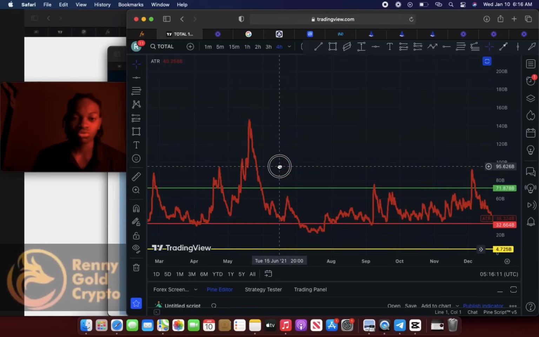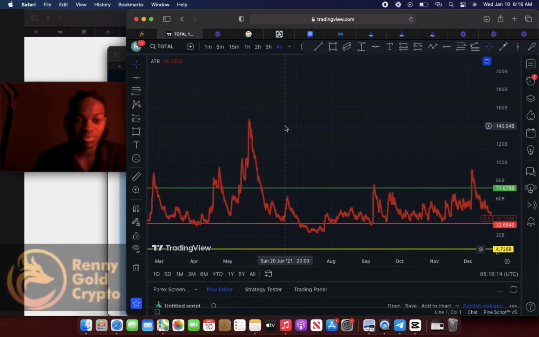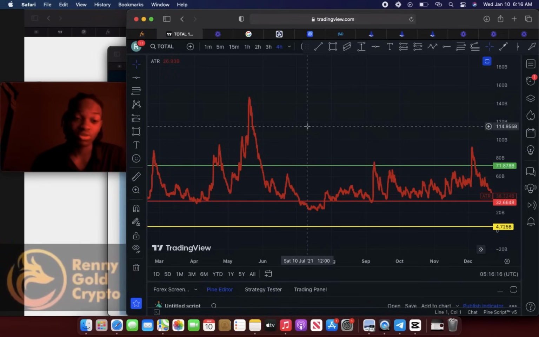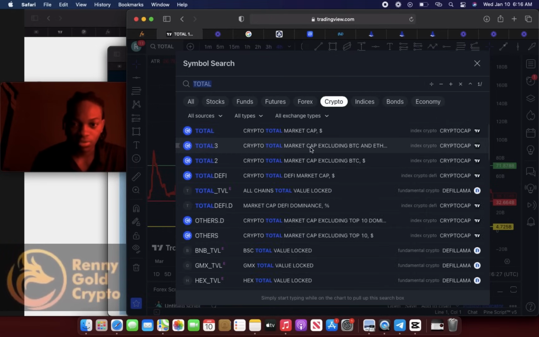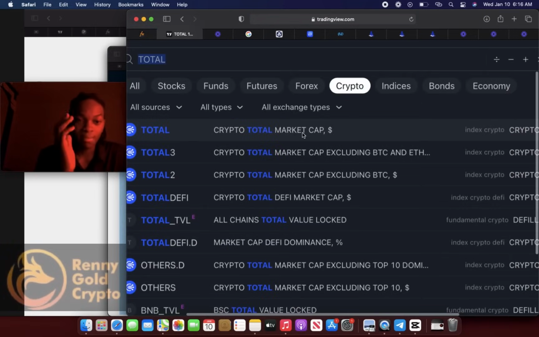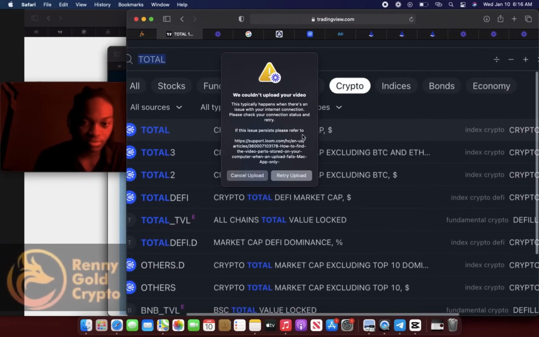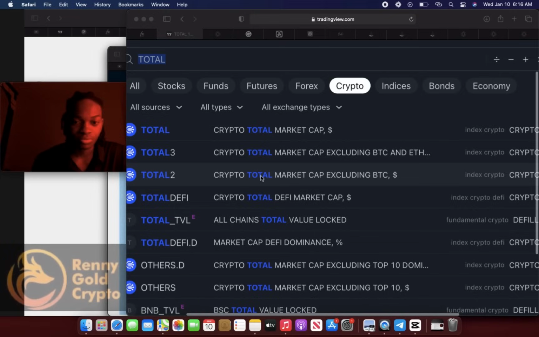The reason why I'm using the total crypto market cap is because there's no time to be analyzing each coin one after the other. I use this total crypto market cap, which is this one right here, to measure the whole crypto market. With this, I can know what is happening generally in the crypto market. It will help you as well to do your analysis, your prediction, and to carry out any kind of market reaction you want.